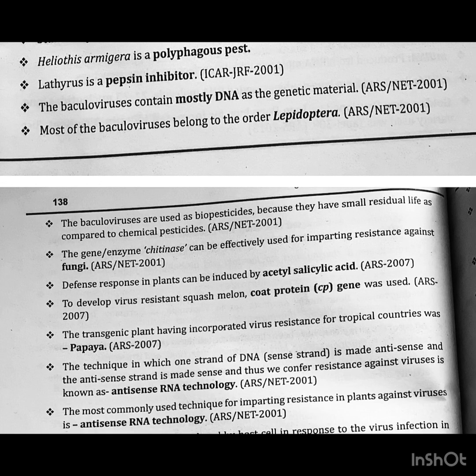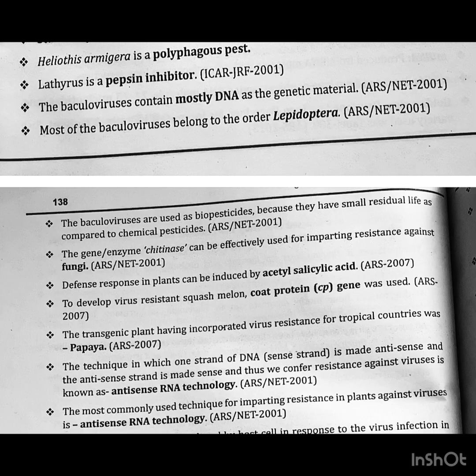The baculoviruses are used as biopesticides because they have a small residual life as compared to chemical pesticides. ARS NET 2001: The gene chitinase can be effectively used for imparting resistance against fungi. ARS NET 2001: Defense response in plants can be induced by acetyl salicylic acid. ARS 2007 question: To develop virus resistance, squash melon coat protein gene was used.